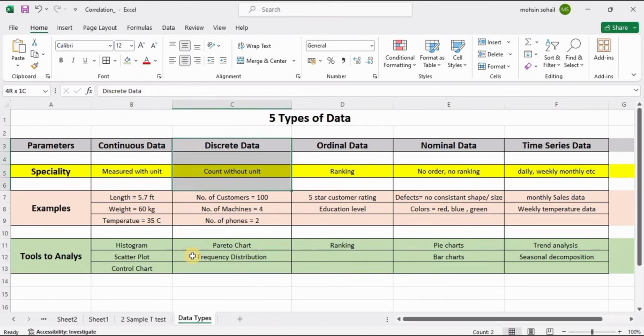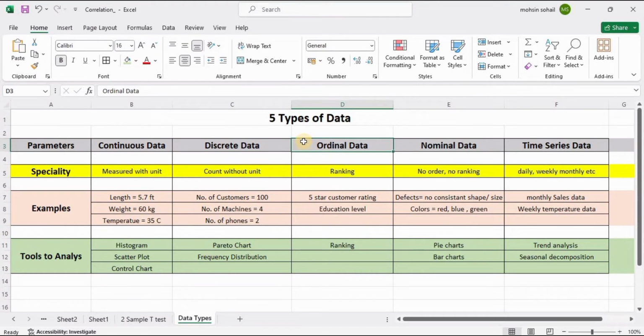Second type of data is discrete data. Discrete data consists of distinct or separate values. Discrete data is always counted because there is no decimal point here. Examples include number of defects, the number of customers, etc. Number of customers cannot be like 5.5 or 6.5. They can be like 5, 8, 100 or any other number. That's why discrete data is always counted. Discrete data is analyzed using techniques such as Pareto charts and frequency distributions.